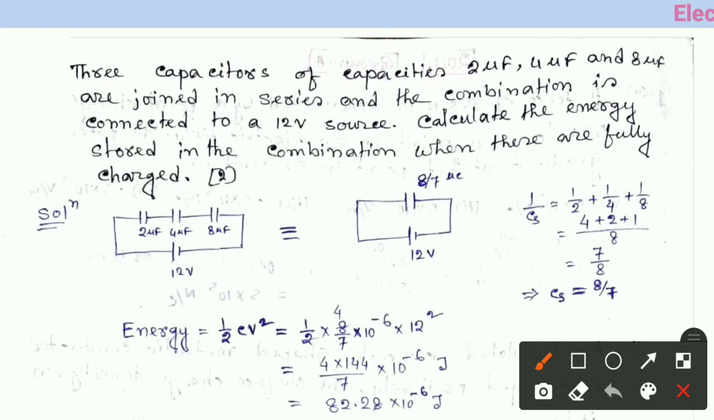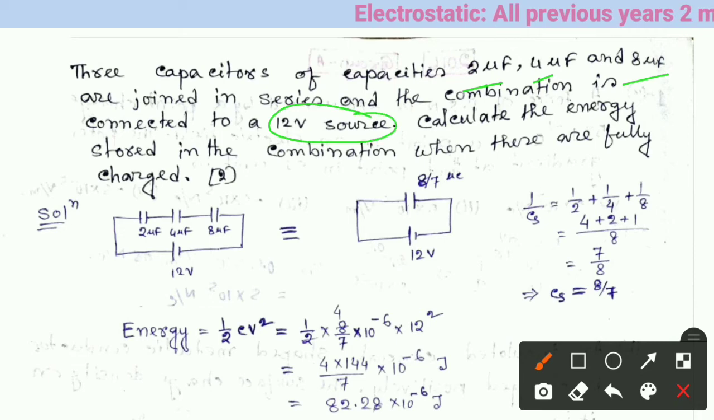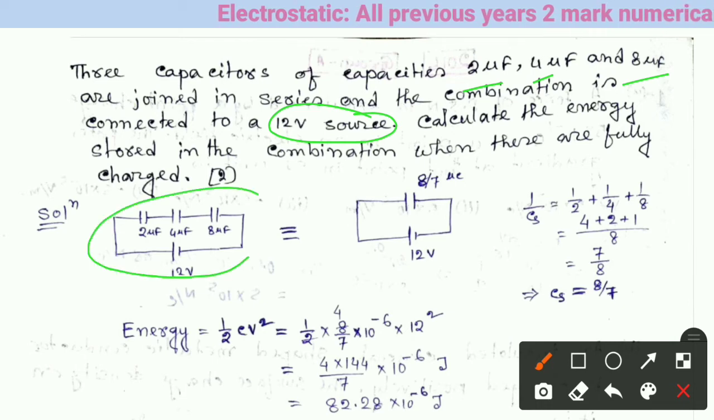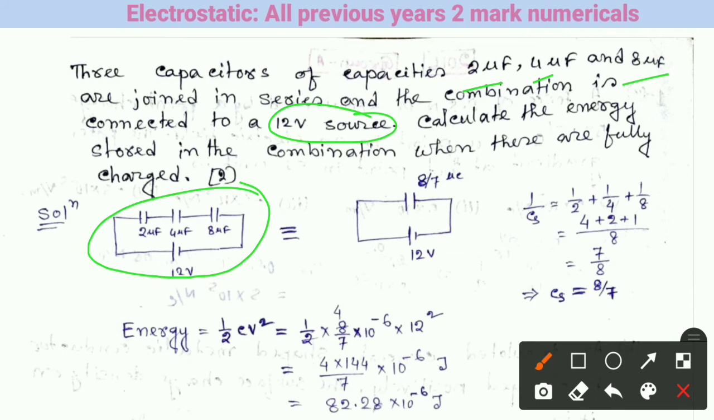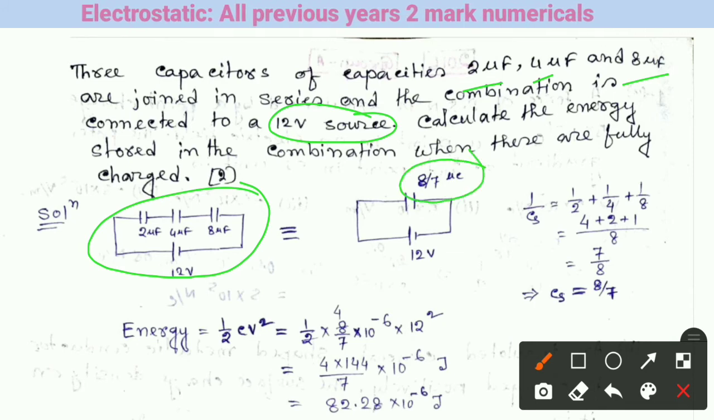Next question is, three capacitors of capacities 2 microfarad, 4 microfarad, 8 microfarad are joined in series and the combination is connected to a 12 volt source. Calculate the energy stored in the combination when these are fully charged. So it is like that: 2, 4, 8 connected in series. So equivalent is 8 by 7 microfarad.